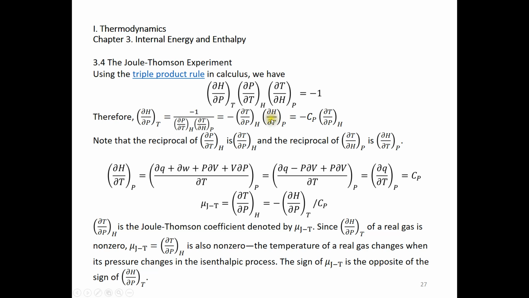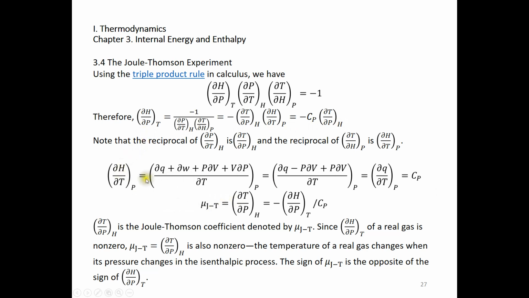There's a reason delta H is equal to Q sub P. And then we have this expression, delta H over delta P on a constant temperature is equal to -Cp times delta T over delta P under the constant enthalpy condition, or isenthalpic.